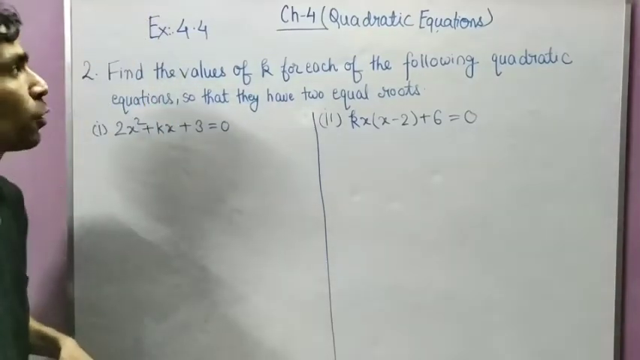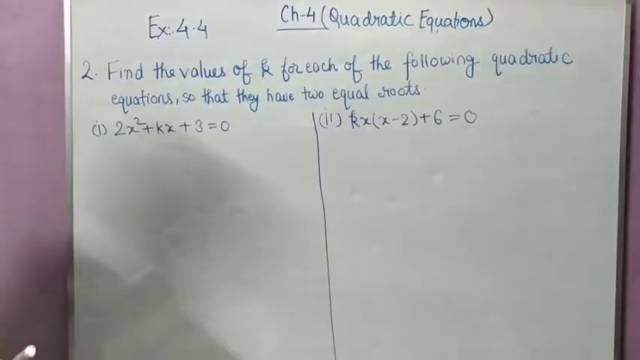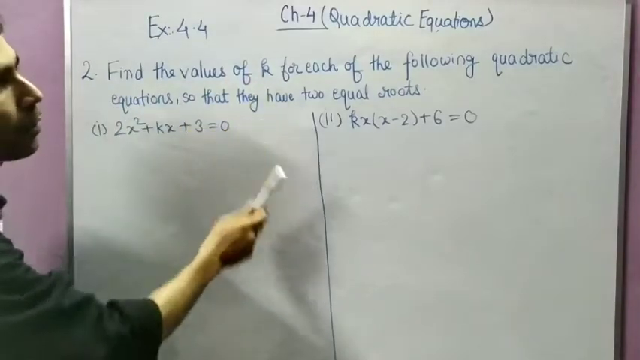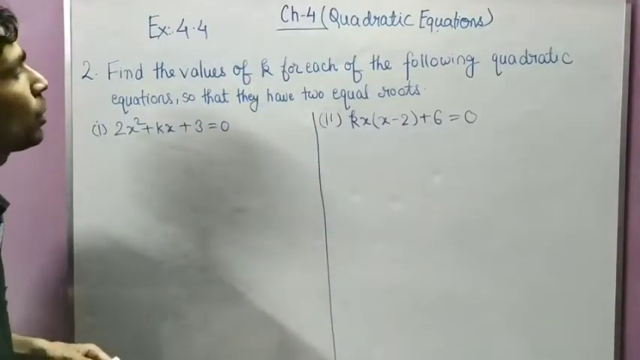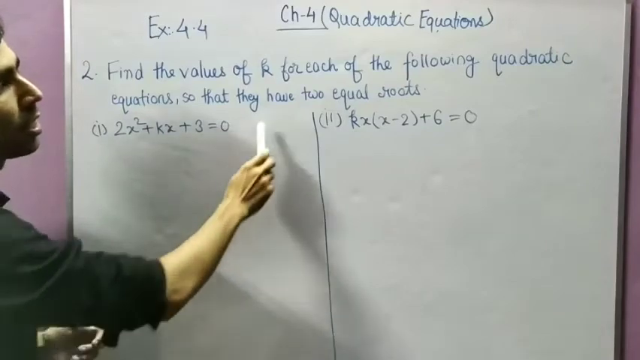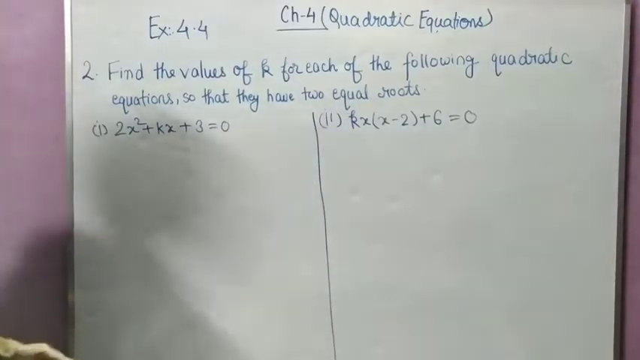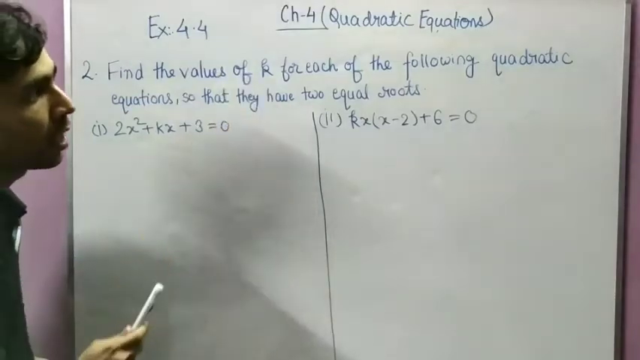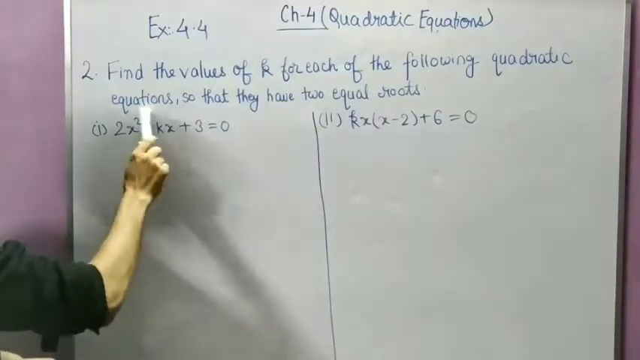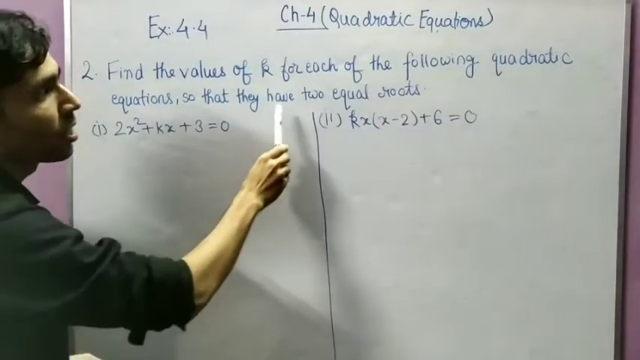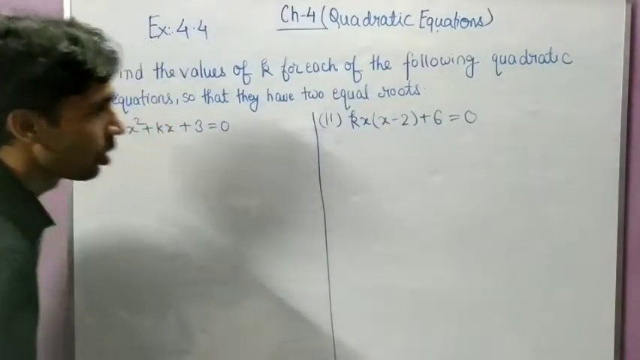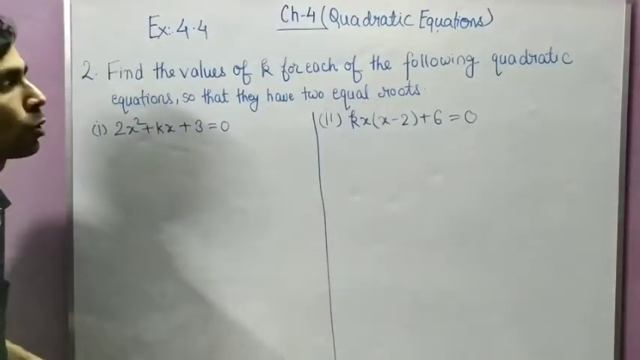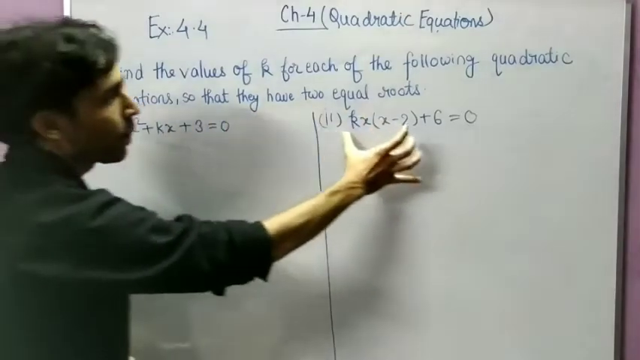So what is the second question? The second question is: find the values of k for each of the following quadratic equations so that they have two equal roots. I am going to repeat the question again. Find the values of k for each of the following quadratic equations so that they have equal roots. There are two parts of question number 2. The first part is this and the second part is this.